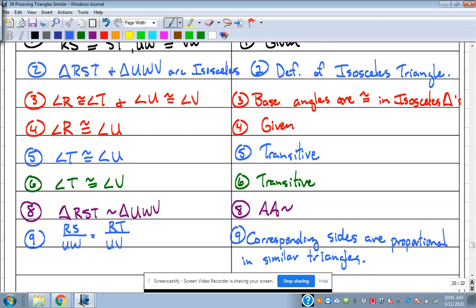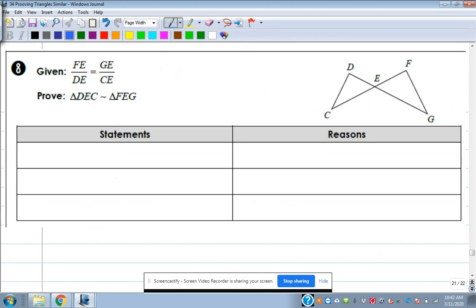There's not really a name for that. It's just a statement that you know to be a fact about similar triangles. Okay. All right. Short one here, and we'll get the last long one.